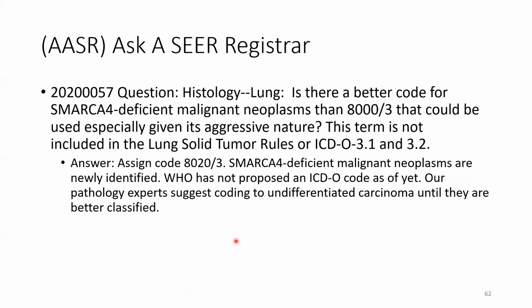So is there a better code for the SMARCA4 deficient malignant neoplasms other than just the generic neoplasm code, the 8000/3? This is not included in the solid tumor rules. It's not in 3.1 or 3.2. And the answer is code this to 8020/3 for now. WHO has not proposed an ICD-10 code as of yet, but they did ask the pathology experts coding, and they suggested coding this to undifferentiated carcinoma until they are better classified.